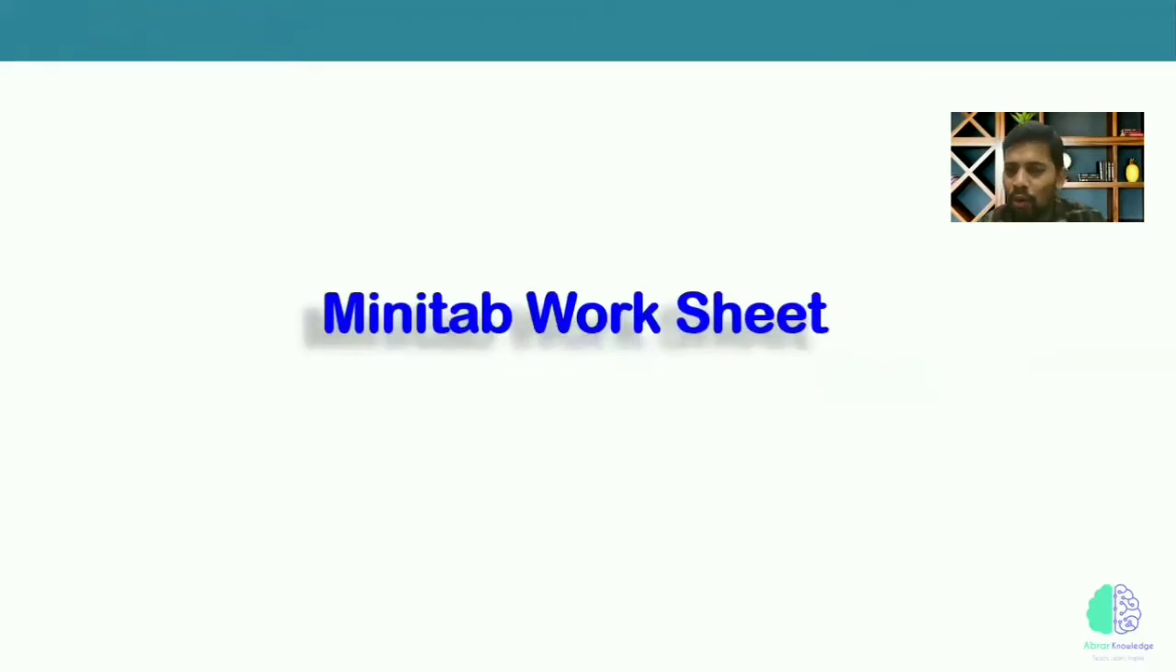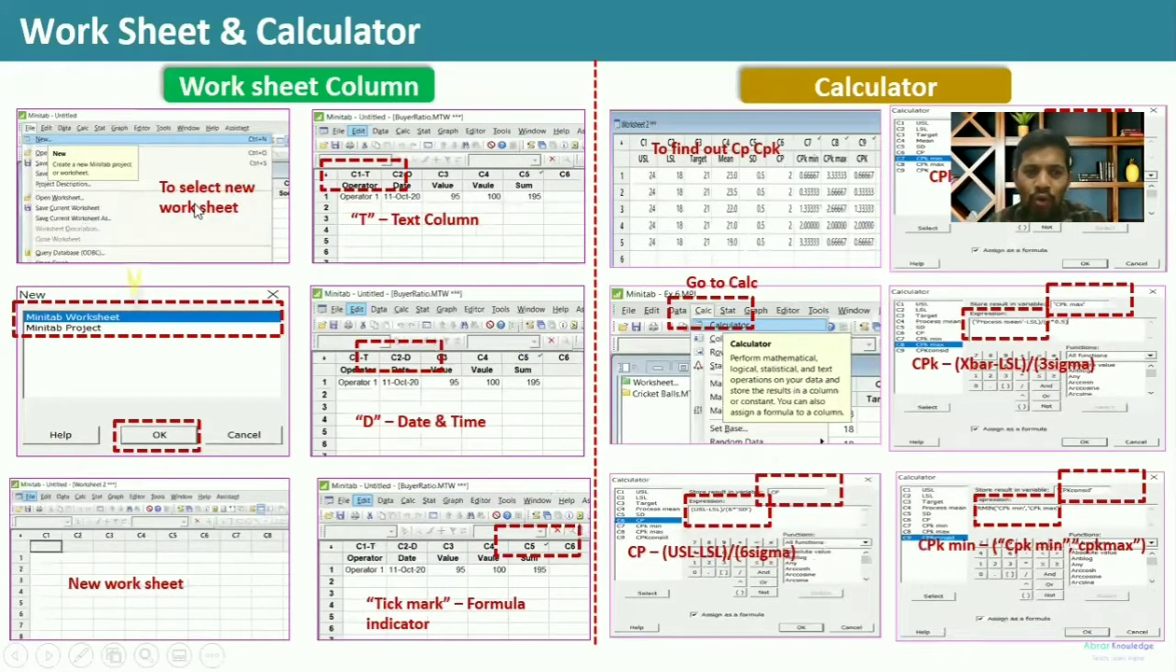So let's talk about the Minitab worksheet. How do we get to the worksheet? We can go to File, New, and then you have two options: Minitab Worksheet and Project. The only difference is that a Minitab Worksheet is like one file, and a Project means multiple tabs. If you wanted that, you can go for Minitab Projects.